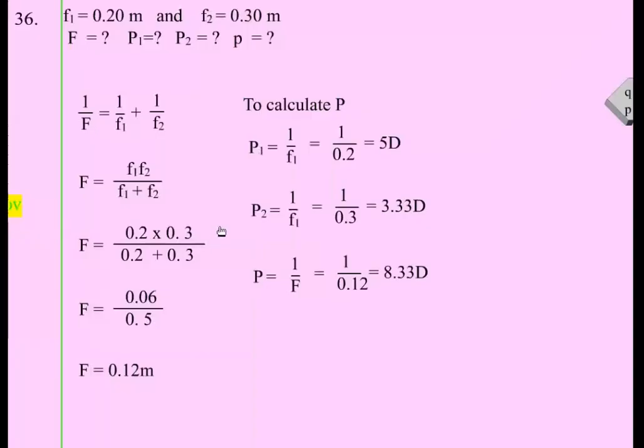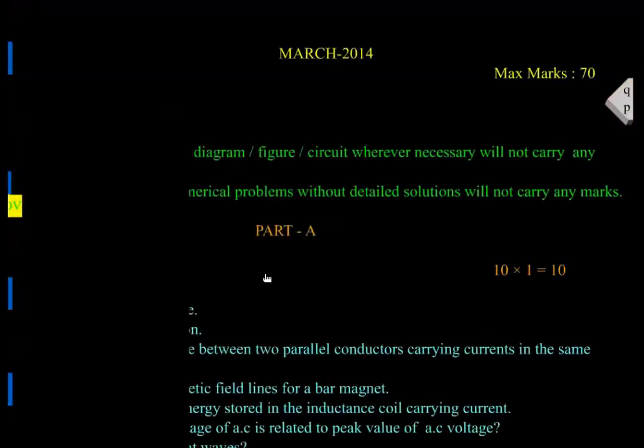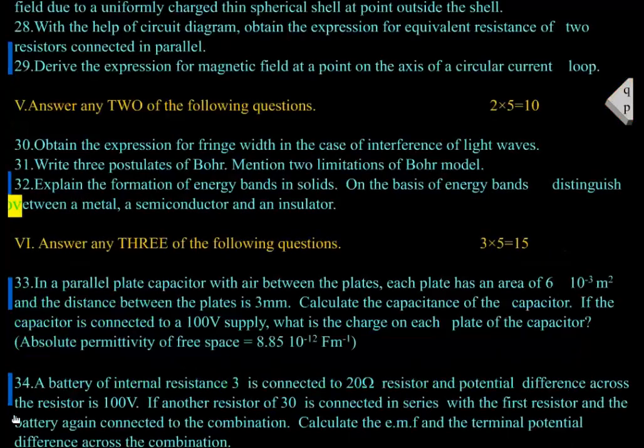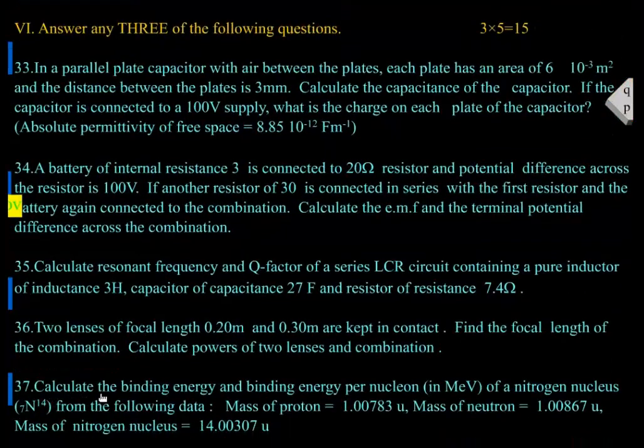Next let us discuss problem 37, the last one. So here, look here: calculate the binding energy and binding energy per nucleon in mega electron volts of a nitrogen nucleus, that is N-14 with atomic number 7, from the following data. Mass of proton is equal to 1.00783 units, mass of neutron is equal to 1.00867 units, and mass of nitrogen nucleus is equal to 14.00307 units.